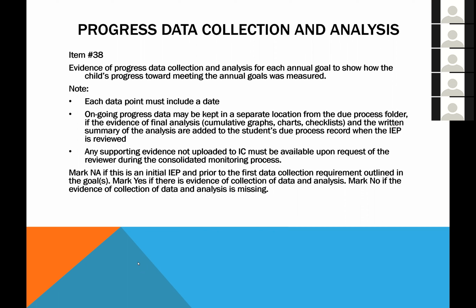It says each data point must include a date. Ongoing progress data must be kept in a separate location from a due process folder if the evidence of final analysis, which is that big cumulative graph or chart, checklist, whatever, and the written summary of the analysis are added to the student's due process record when the IEP is reviewed. So when we come in to do a record review, you need to put that data in there so we know that it's there. If it's not there, we have to mark it a no. So make sure that that's put in there, because many of you have it. We just have to have it in that folder at that time.